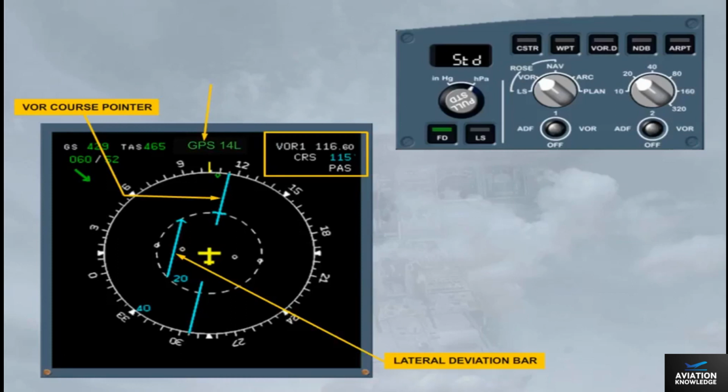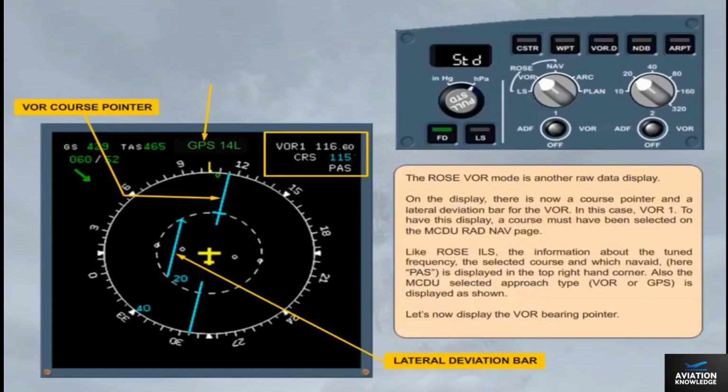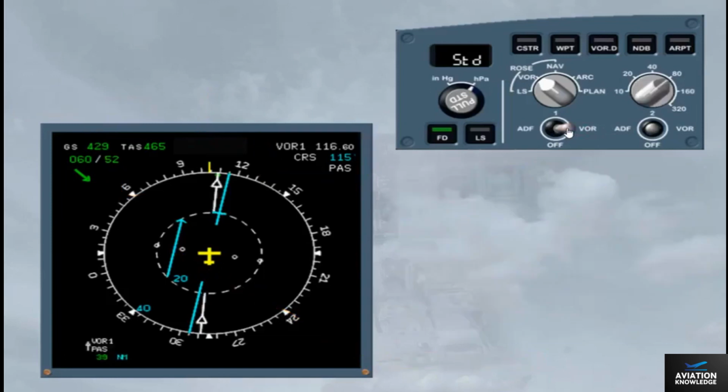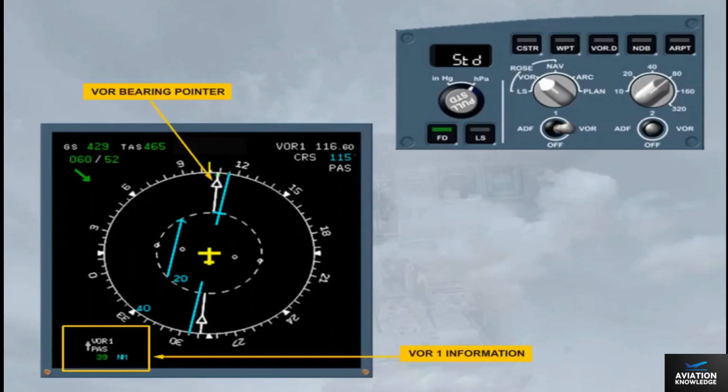Let's now display the VOR bearing pointer. Select VOR 1. Now, click on ADF VOR Selector 1. Notice that there is a white VOR bearing pointer and VOR information associated with the pointer. This information is available even if a course hasn't been selected on the MCDU RadNav page.